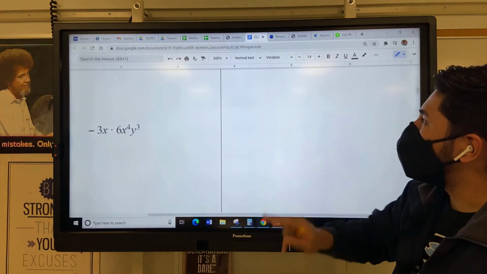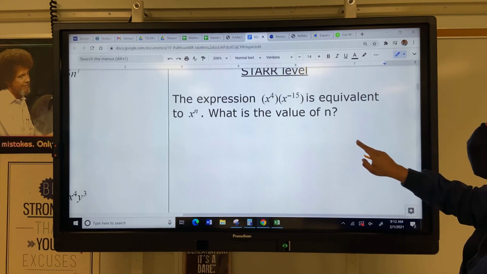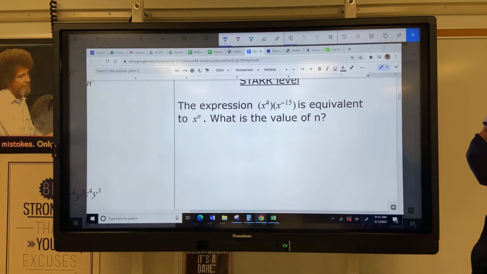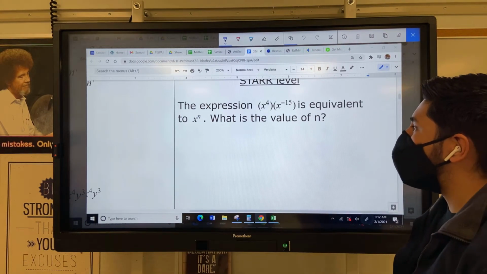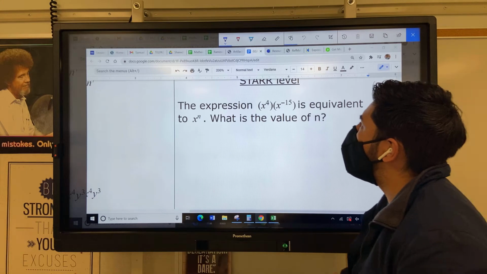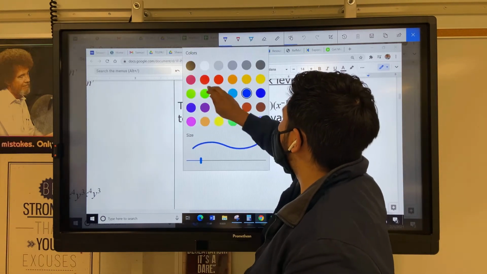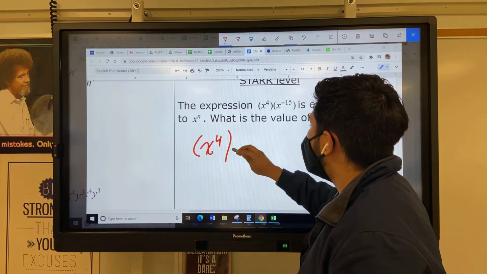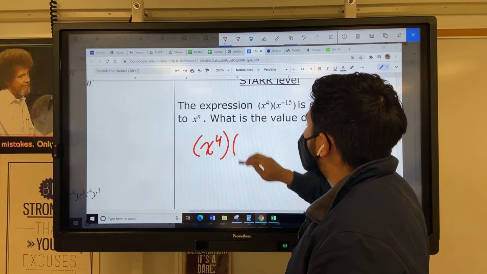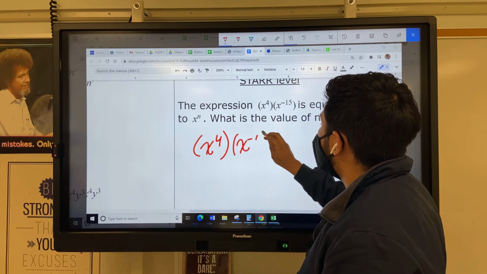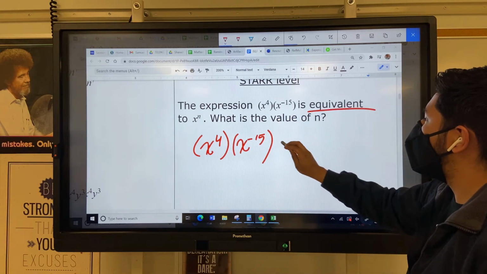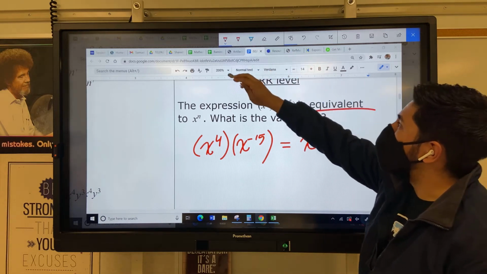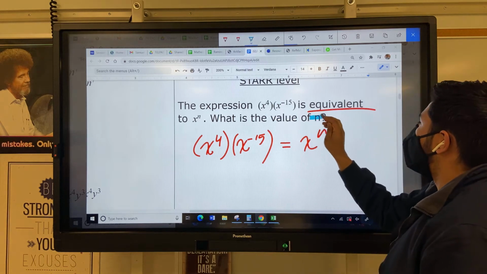Real quick, star level example. The expression of x to the 4th times x to the negative 15 is equivalent to x to the n. What is the value of n? This sounds like a whole mumbo jumbo. So I'm going to write this down. x to the 4th times x to the negative 15. Equivalent means equals x to the n. And they want to know what n is.